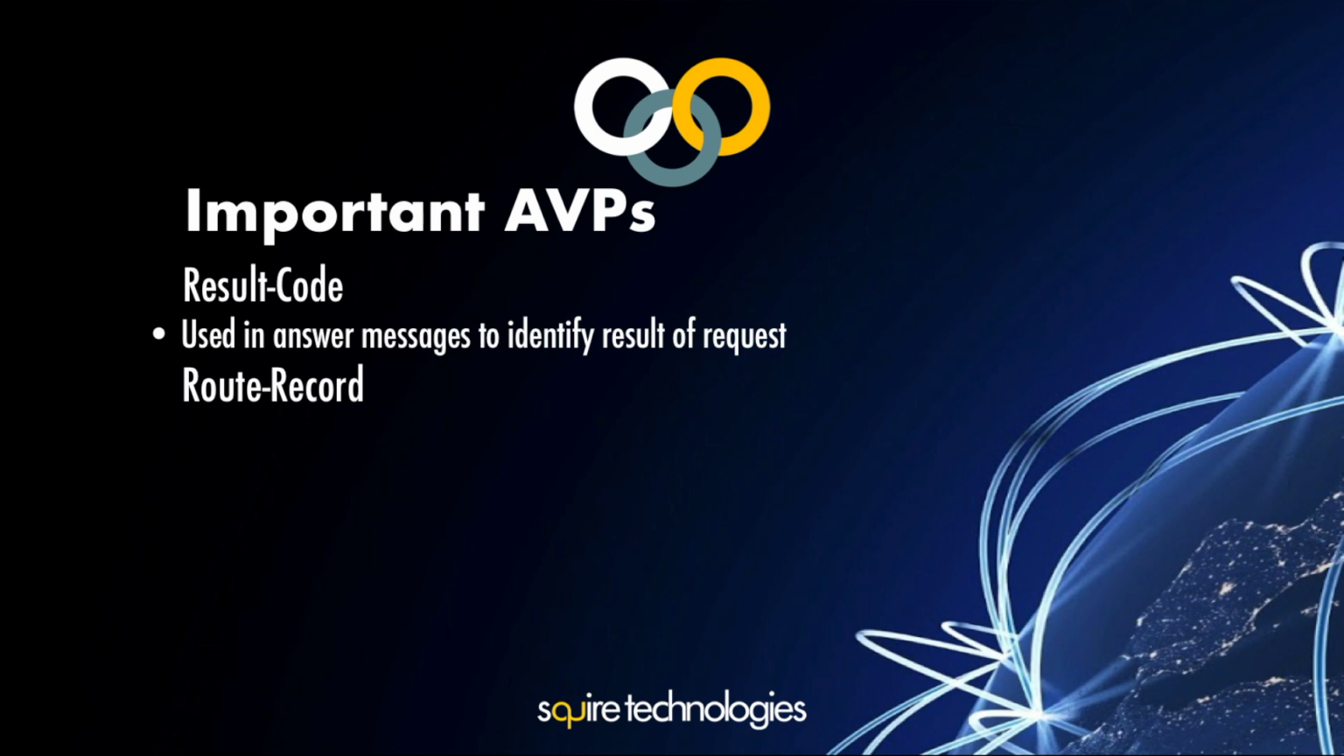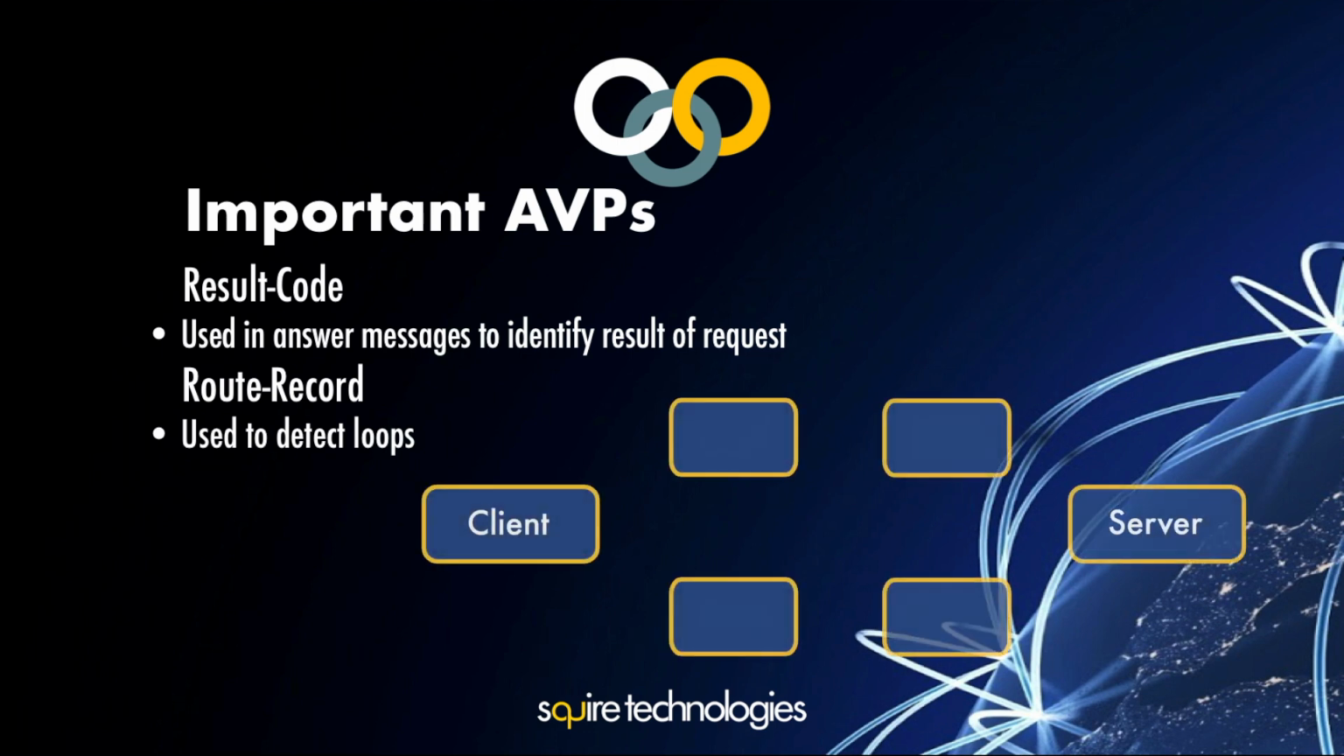You also have the route record, which is important. It's used to detect loops. Loops always come down to individual devices having the ability to get their routing tables a bit wrong, especially when you go between networks. So he may have a path to go, he's trying to get the client to the server. He goes, oh, there's my routing table, I go here. And he goes, oh, there's my routing table, I go here. And he goes, oh, I go back here.